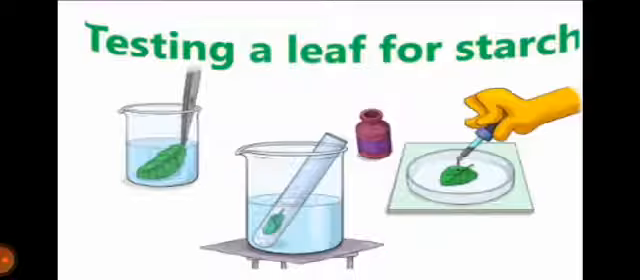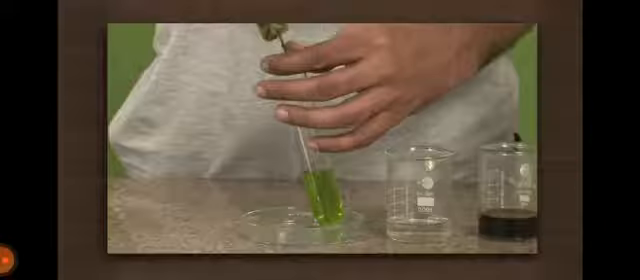Now there is an experiment to test a leaf for starch. Here they have placed a leaf into boiled water so that it releases its chlorophyll. Okay, to remove its chlorophyll, they placed this leaf into the alcohol solution and boiled it so that it loses its chlorophyll. Because when there is chlorophyll, the iodine color change is not clear, and they tested for starch.